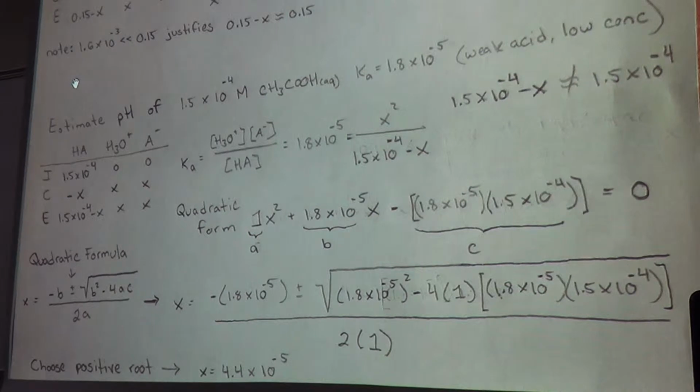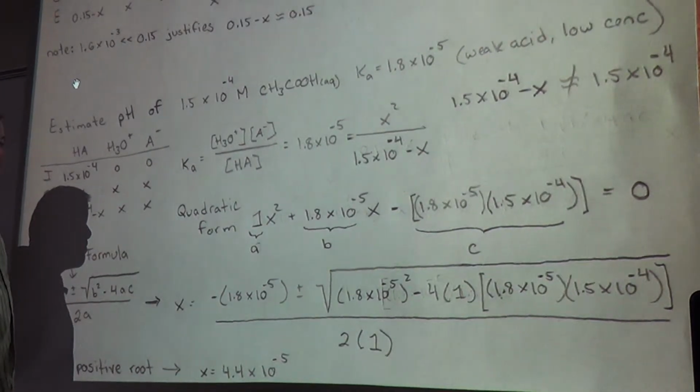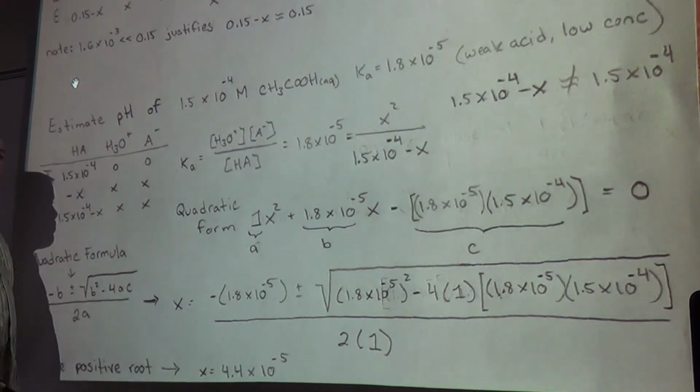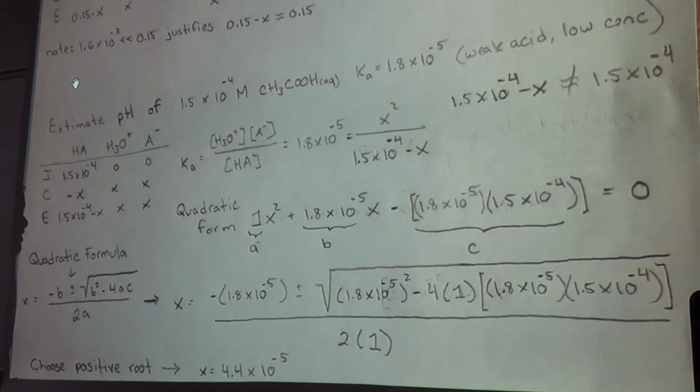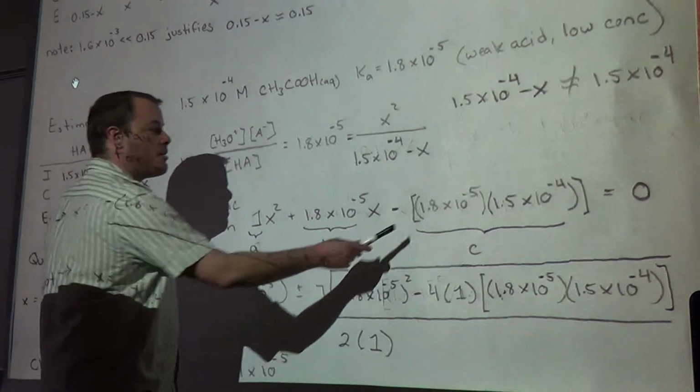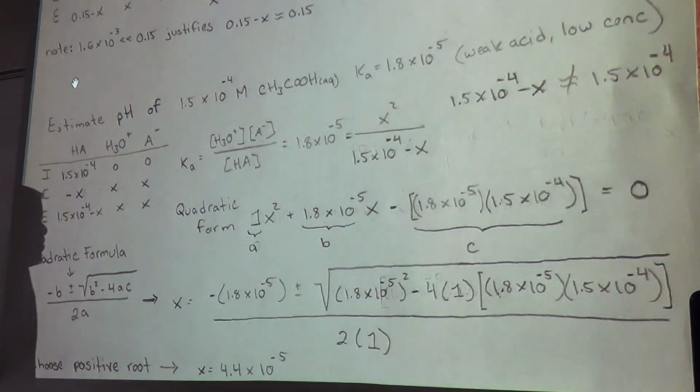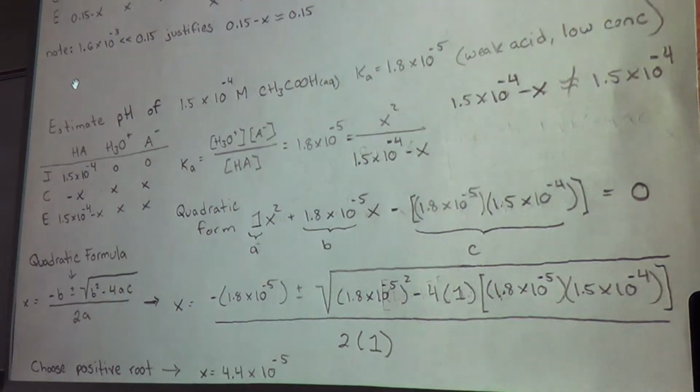So we're already assuming that we can't make that substitution. In that case, we've got to go to the full quadratic formula. We write the expression out in quadratic form. We end up with 1x squared plus 1.8 times 10 to the negative 5 x minus Ka times the initial concentration equal to 0.